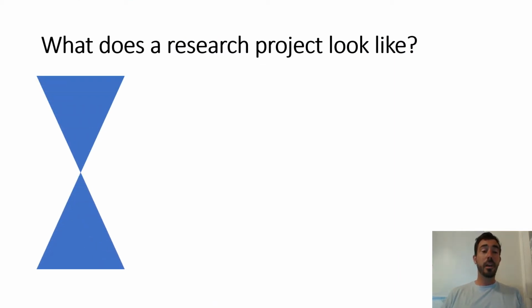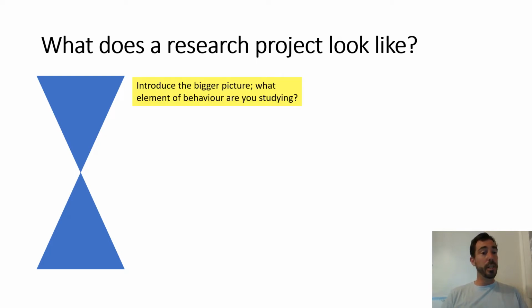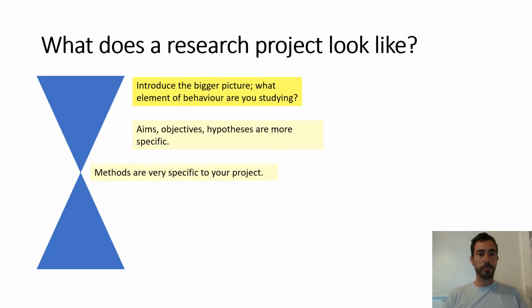I'm going to start off by alluding to the idea that a research project is like an egg timer. Please excuse my very bad artwork. If you imagine that the introduction is broad, it explains the key elements of what is being investigated. We then become more specific as we talk about the species or study system that we're interested in, and we outline our aims and objectives and the hypotheses that we will support or refute.